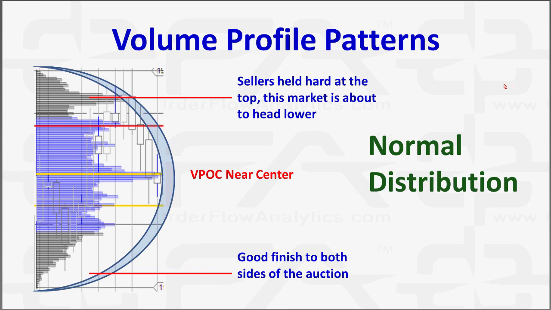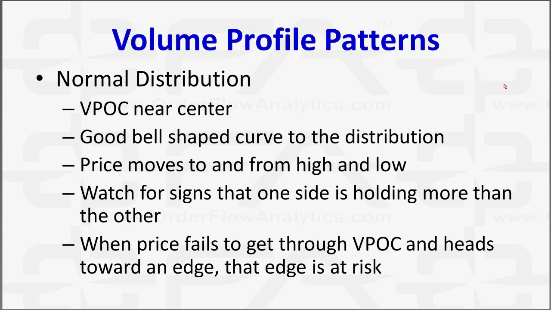We have a good finish to both sides of the auction, so this is a normal distribution. Again, VPOC is near the center. We get a good bell-shaped curve to the distribution. Price moves to and from high and low. Watch for signs that one side is holding more than the other. Like at the last one, price was holding at the top. You can see that from the volume profile. You can also likely see it in the print.